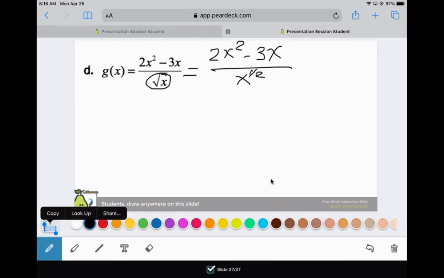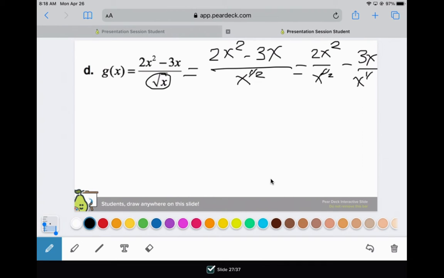If you run into a division problem, what you can do is subtract the power. This is the same thing. If we split it up, it's the same as 2x squared over x to the 1/2 minus 3x over x to the 1/2.